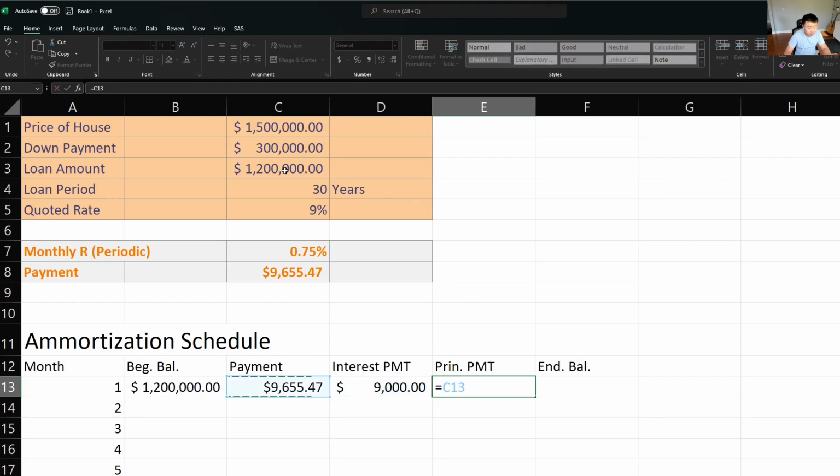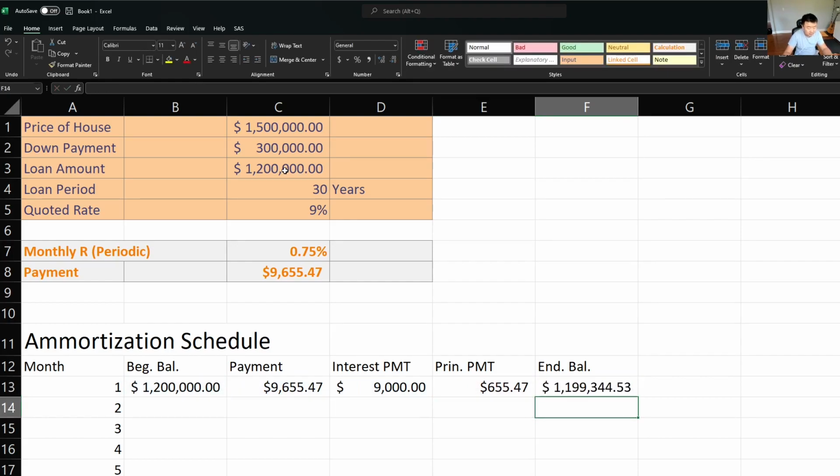So the interest payment for the first period is going to be $9,000. Part of our payment goes to the interest, and the rest goes to the principal. So we have the principal reduced by $655.47. And the ending balance is going to be the beginning balance minus the principal payment, and we got this much, so not too much difference.